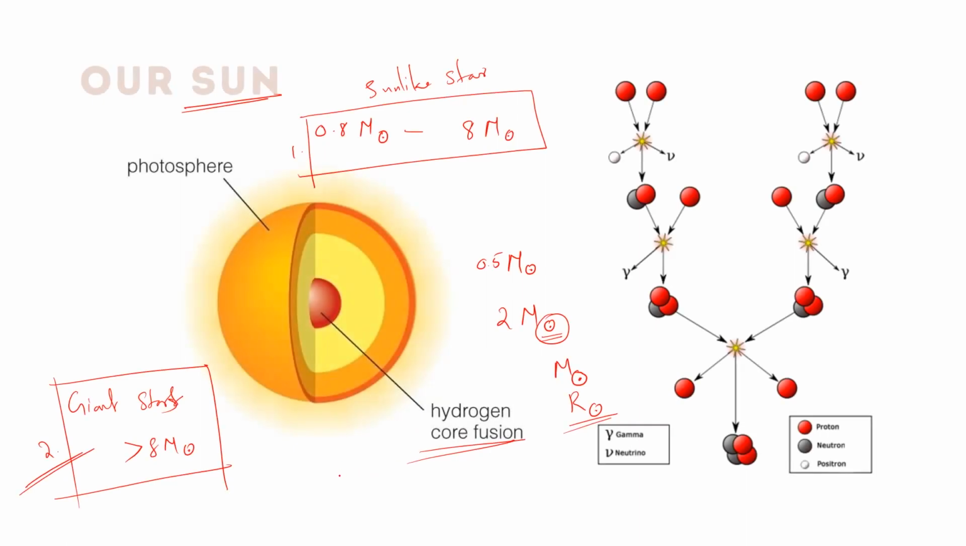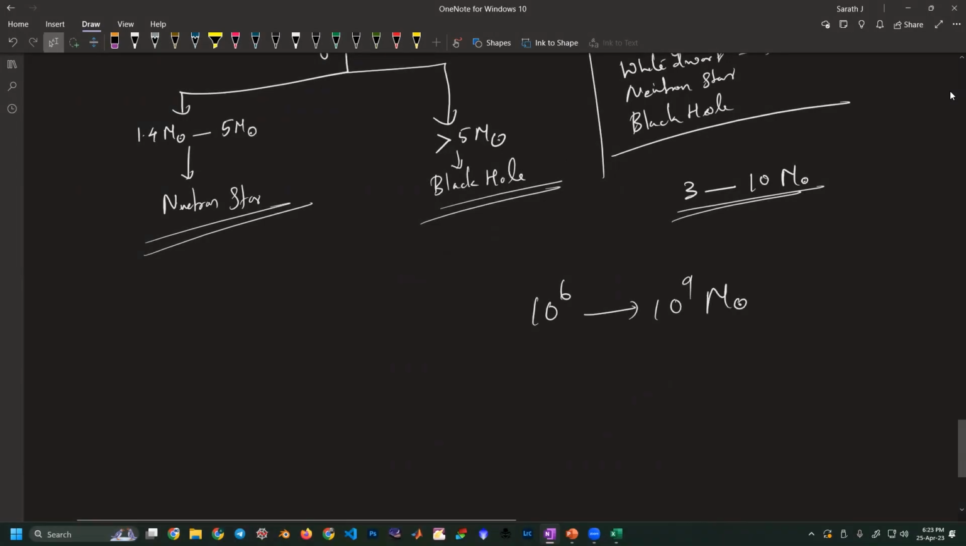The main sequence phase for a sun-like star will last almost 10 billion years. Okay, this is roughly 10 billion years it will burn like this in the main sequence. So just compare this to this.